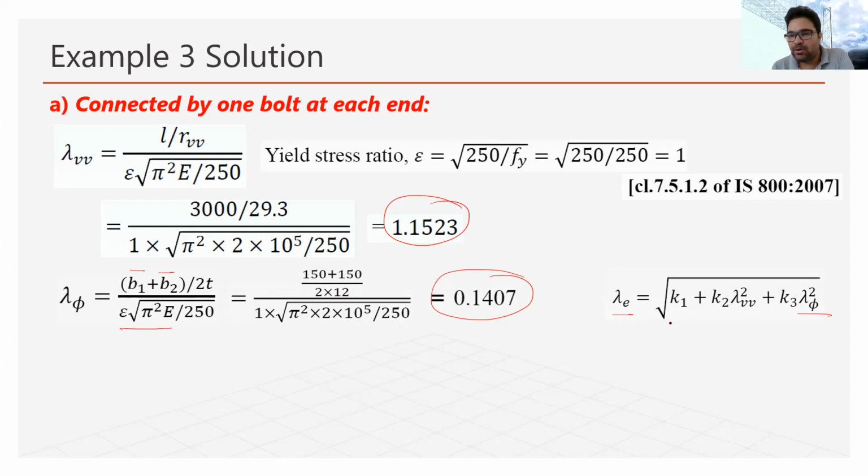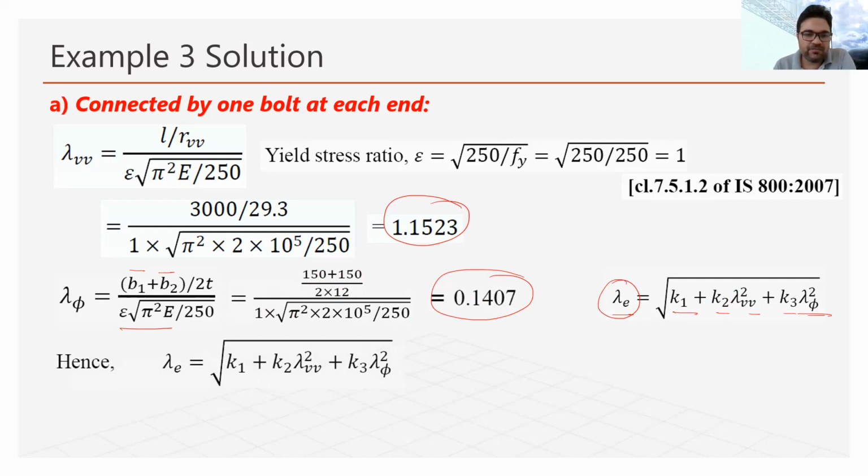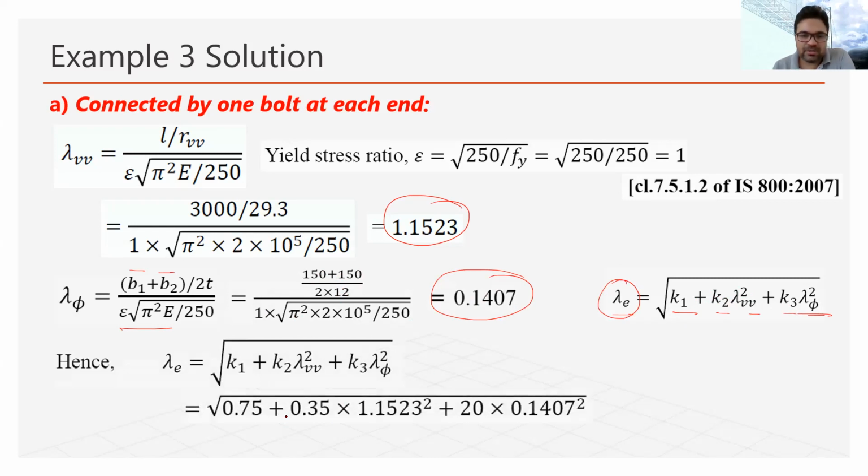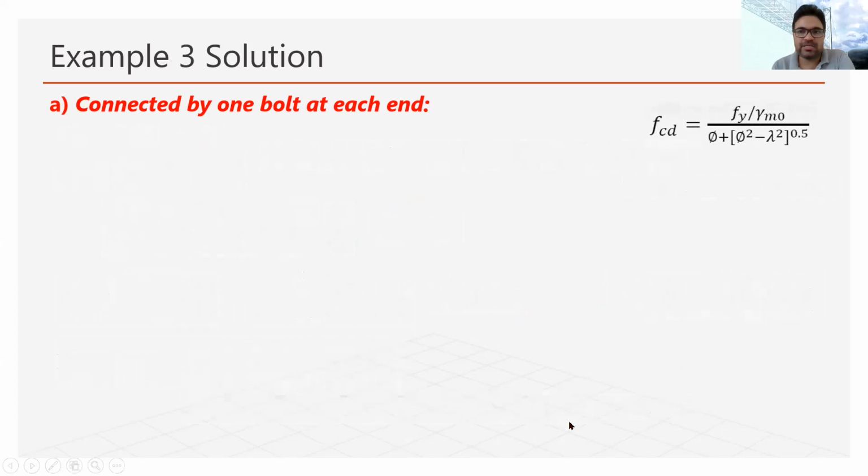So now you can see all the parameters we have calculated, and now we will put all the parameters here to calculate the value of lambda E. So in the lambda E formula, we have provided all the values here. Now we can solve it, and the lambda E value is 1.2692. So now we have found the value of lambda E, and this lambda E value will be used to calculate the value of FCD. So now we will calculate the FCD value.